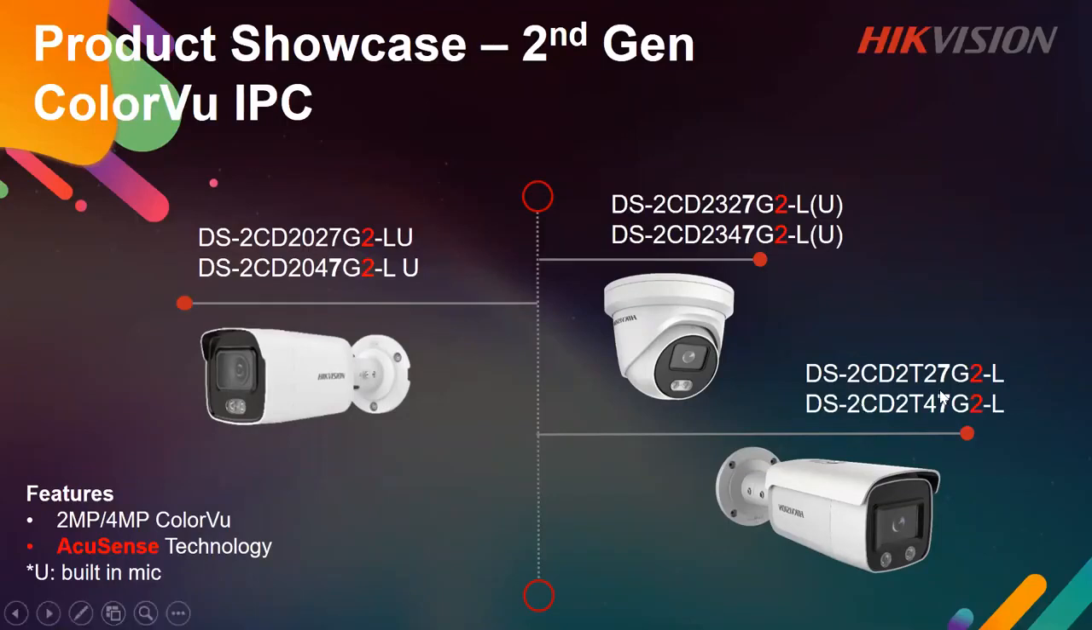Just before I move on, the G2 here. You'll notice that the last one was G1, which denoted the first generation. So this is obviously the second generation. Look out for this if this is the particular camera you require, where you're looking for the AcuSense advanced algorithm and ColorVu in one housing. Make sure it's the G2 you look for. And again, U denotes an inbuilt microphone if it's required. These particular cameras come in 2 and 4 megapixel.